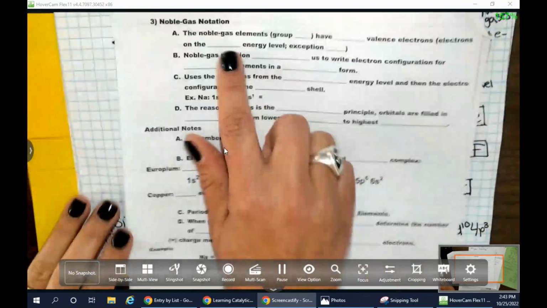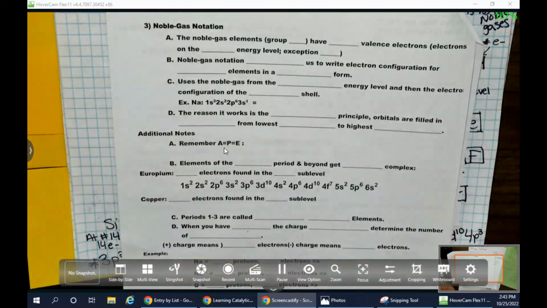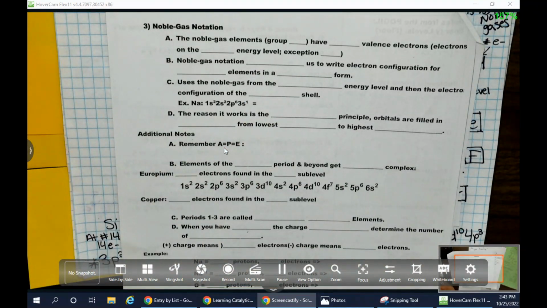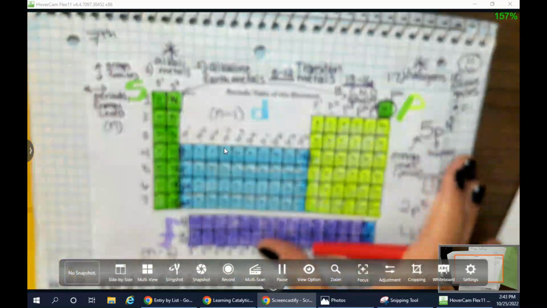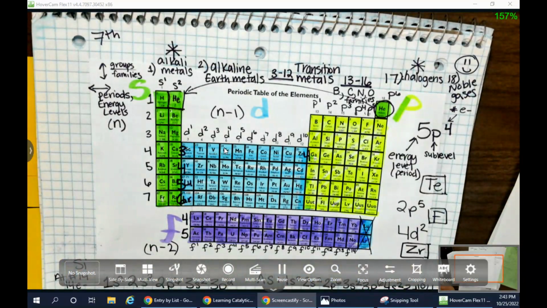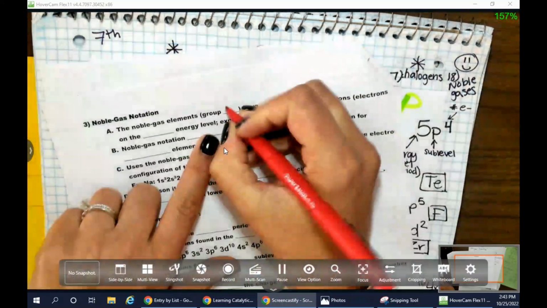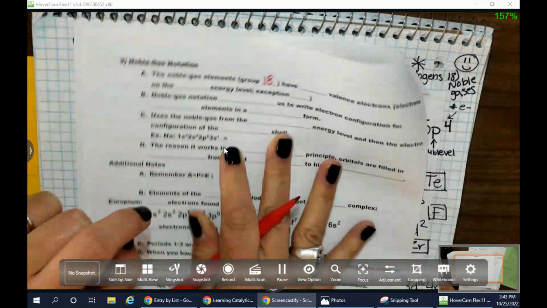All right, noble gas notation. It says the noble gas elements are group what? What group are they on the periodic table? What family number? We wrote it on our periodic tables in our journal. So which group number has our noble gases? 18 is correct. Good. So we're going to go ahead and say group 18.